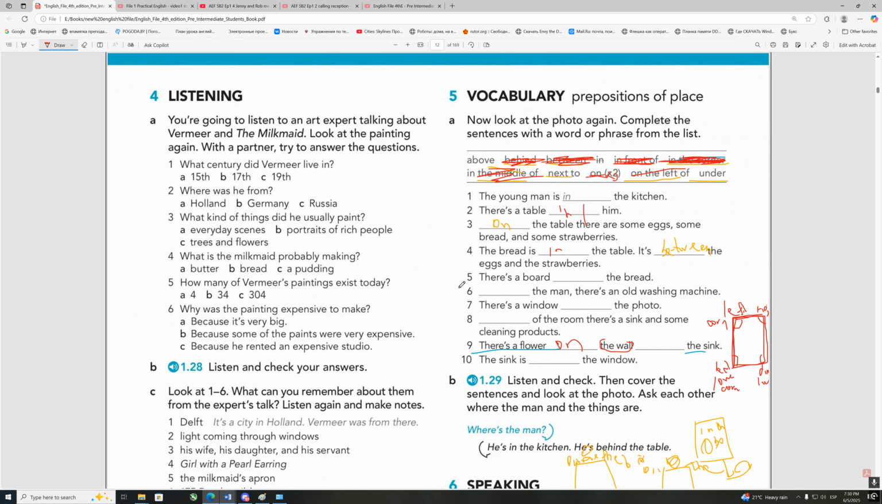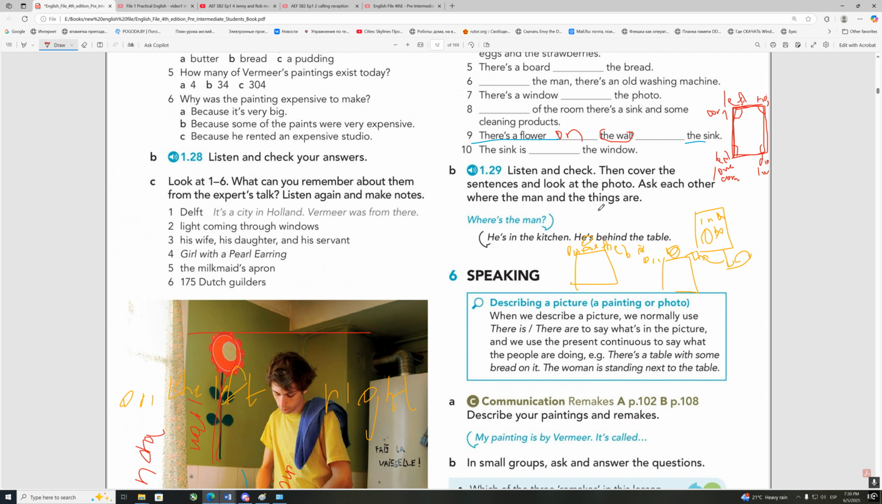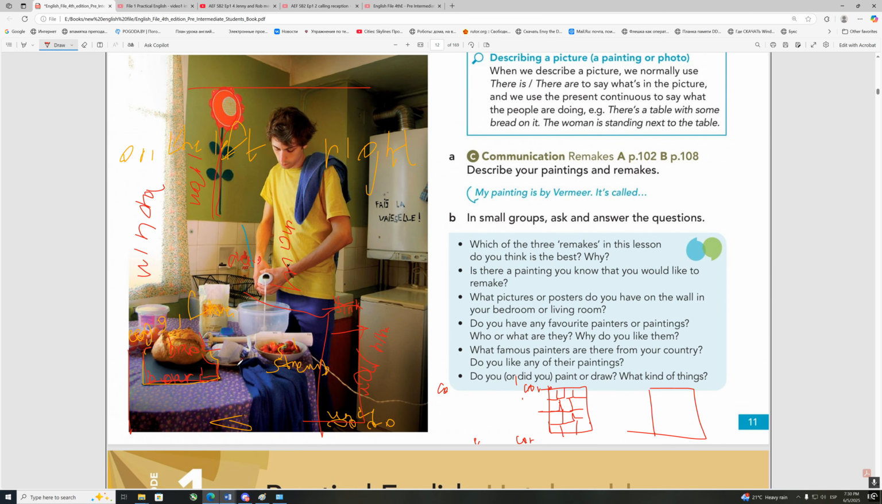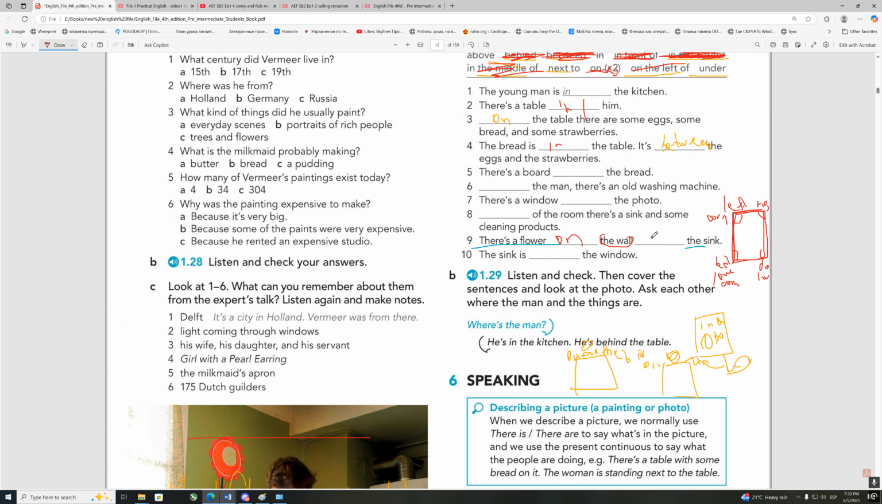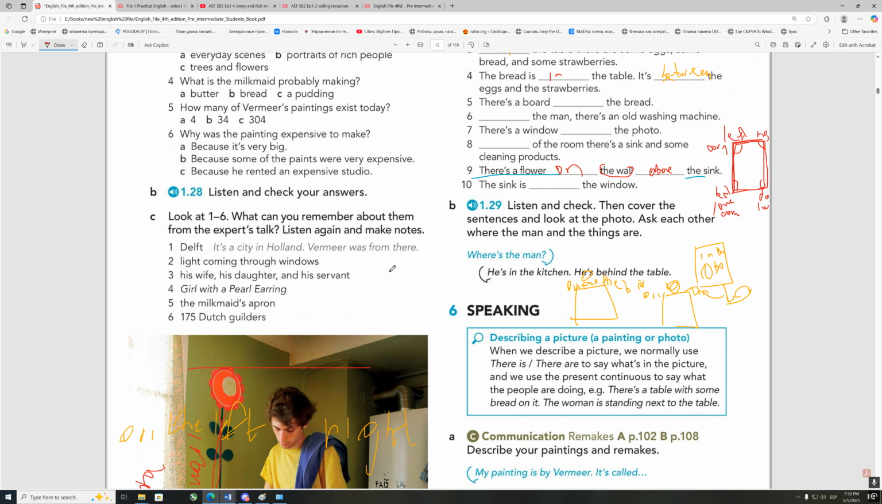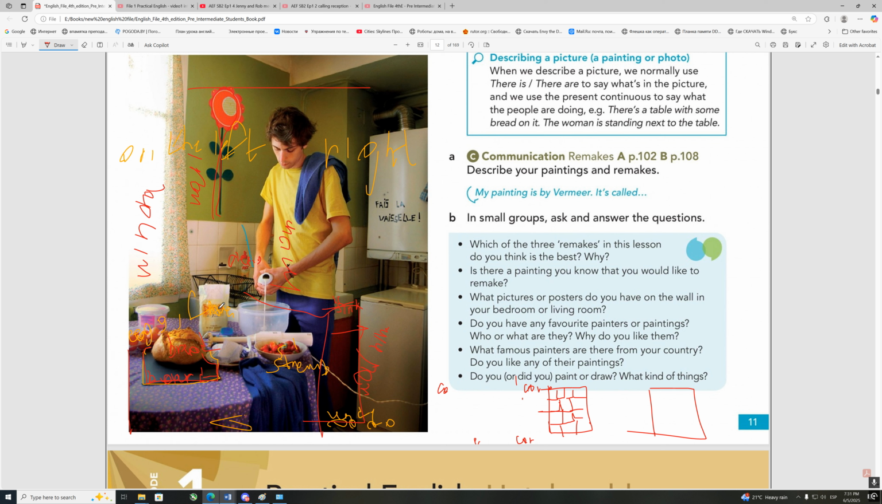There is a flower on the wall. And above the sink. So, there is a flower on the wall and there is a sink. Above, yeah. There is a flower on the wall and above. Okay, the sink. The sink. Mm-hmm. What is left?